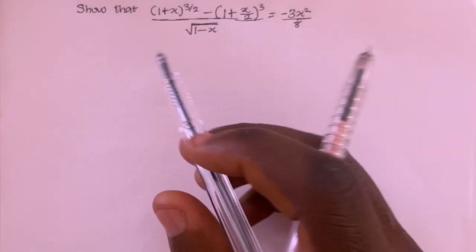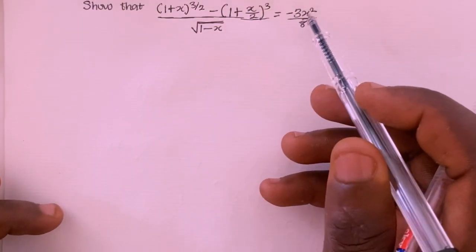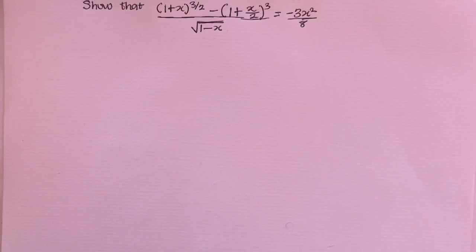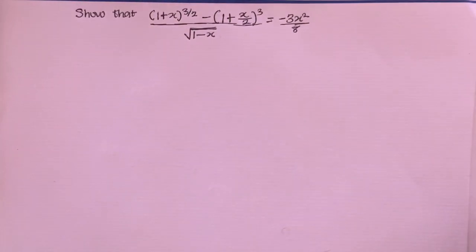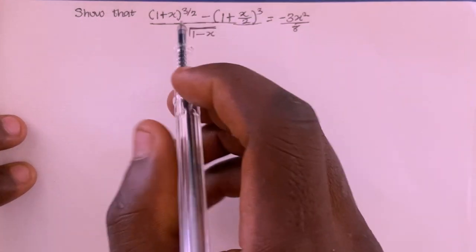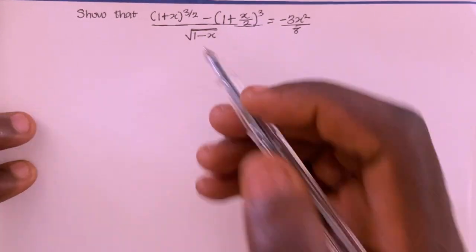In this video I'm asked to show that this expression is equal to minus 3x squared over 8. Now let's see how we can go about this question. The first thing I'm going to do is that I have three expressions here. This is 1, 2, 3.